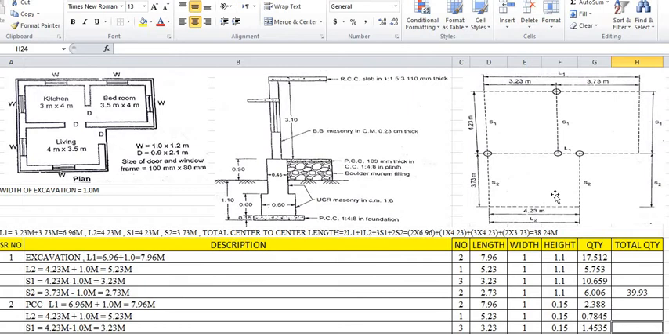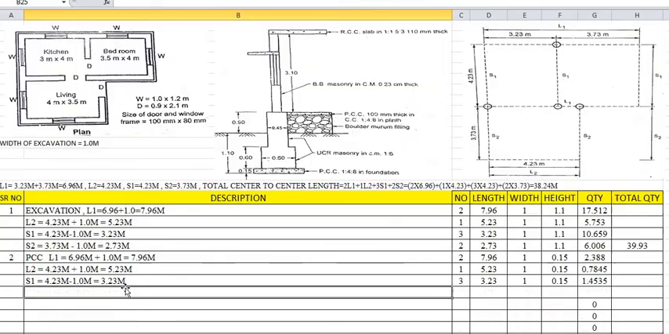Same we will calculate S2. So S2 will be calculated in the same way. S2 is nothing but 3.73 minus 1 along the short wall. So it will be the same and has been directly taken. So how many numbers of short wall are there? It has been taken as 2 numbers. S2 has been taken as 2 numbers.